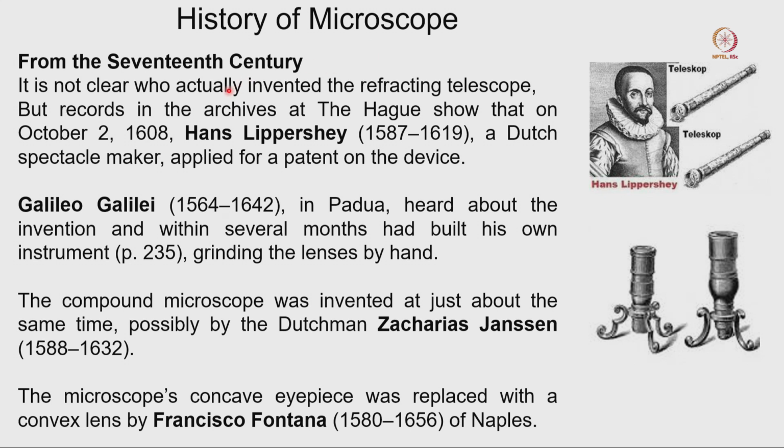What we can find in the literature is that Hans Lippershey, a Dutch spectacle maker, first patented a device called the telescope, the Hans telescope. In a similar time frame, Galileo Galilei built an instrument called the Galileo telescope, and he was grinding the lens by hand. Here we can see a similar type. Johnson is another Dutchman who also discovered the compound microscope.